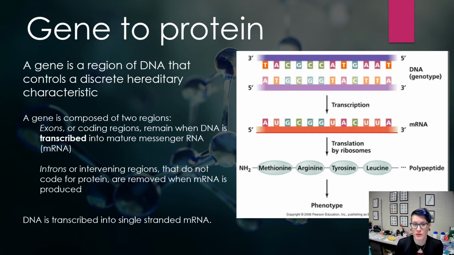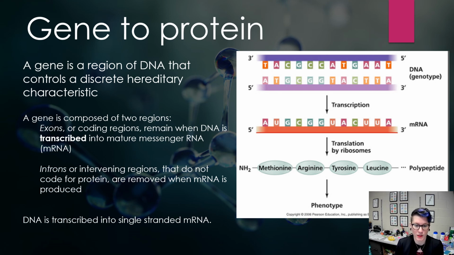A gene is a region of DNA that controls a discrete hereditary characteristic. A gene is composed of 2 regions, exons, the coding regions, and introns, the intervening regions that do not code for a protein, and they are removed when mRNA is produced.